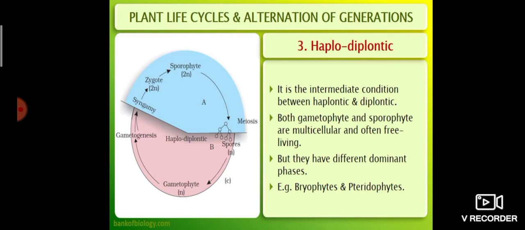So this is simple. You only have to keep in mind that the haploid condition is the gametophyte, which produces gametes by mitosis. The diploid condition is the sporophyte, which produces spores by meiosis, and these spores undergo mitosis to form the haploid plant body, that is the gametophyte. So these are the alternation of generations.